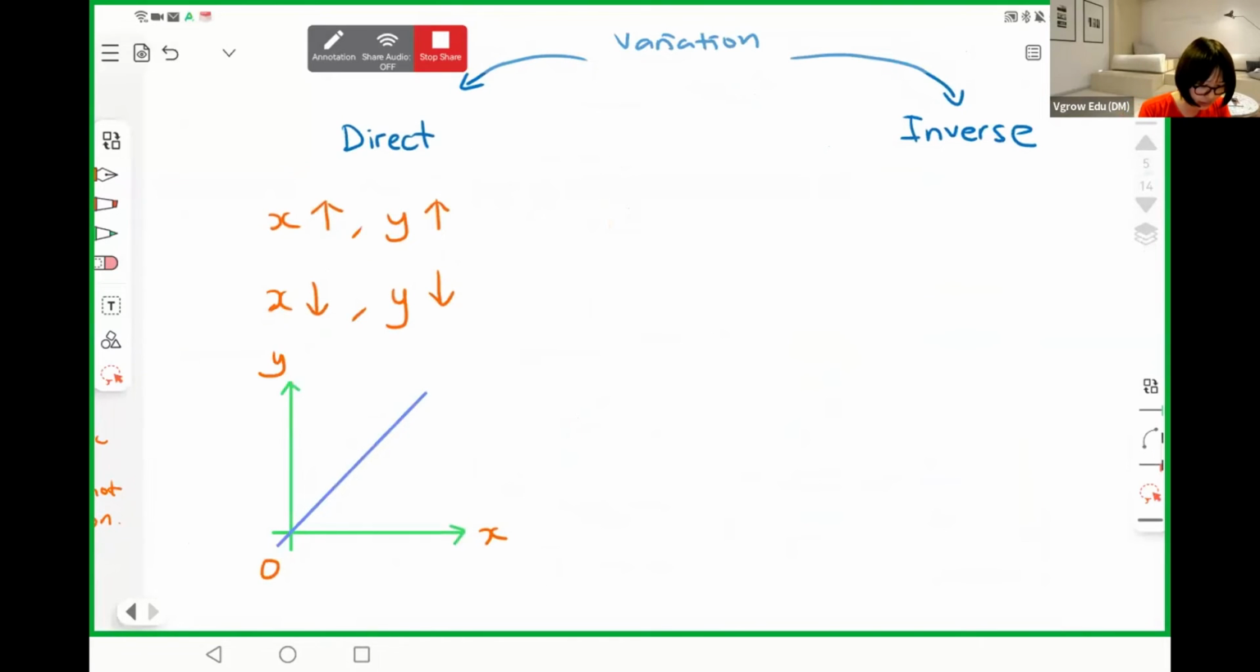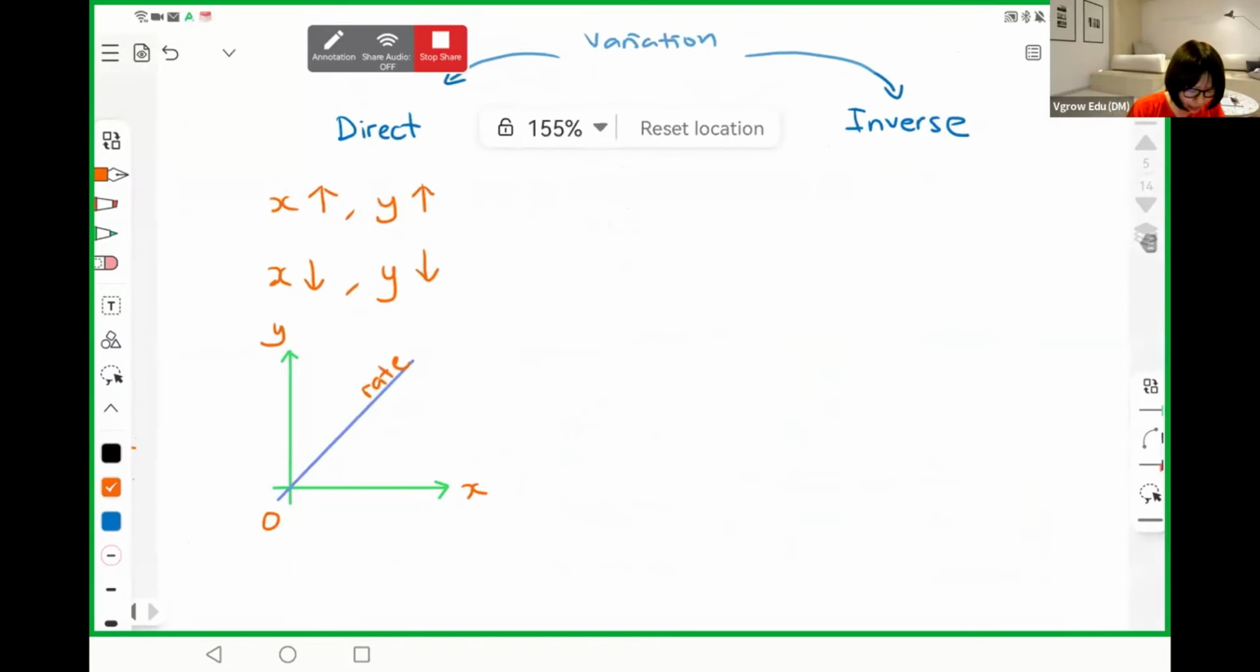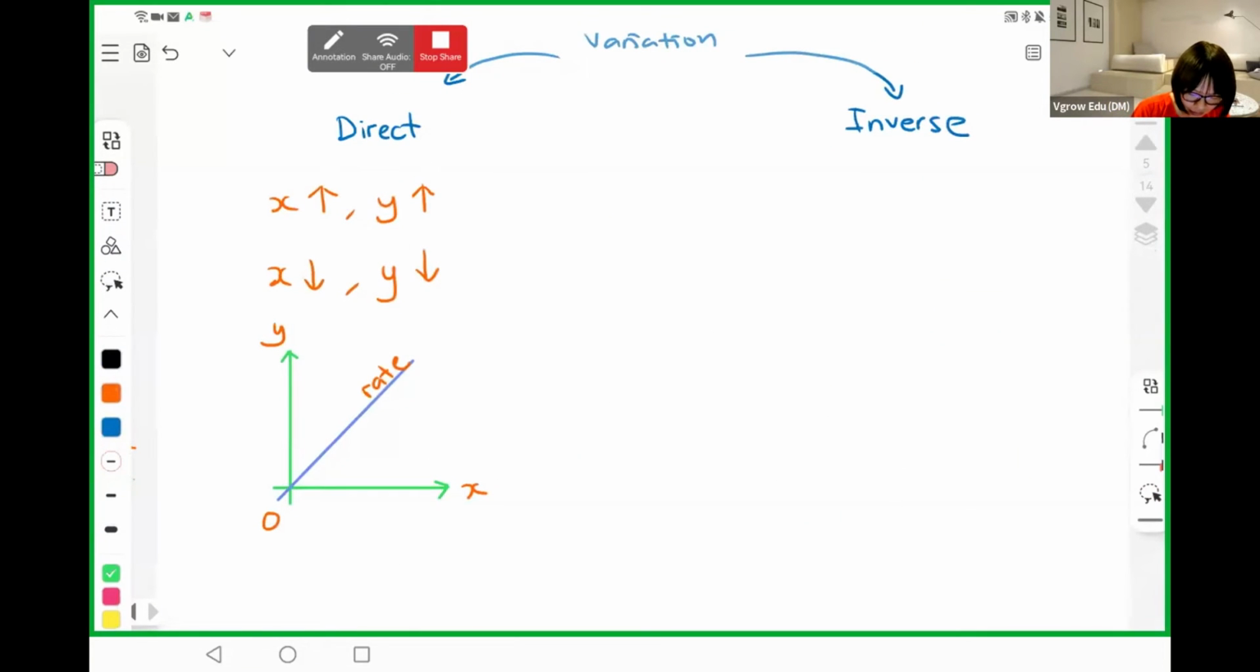So for direct variation, the straight line represents the gradient. The gradient means the constant. Another synonym, the constant means the number or the rate. Yeah, the rate. Okay. Inverse, terbalik. Inverse: x increases, y decreases. x decreases, y increases.